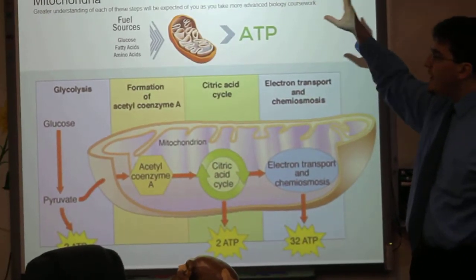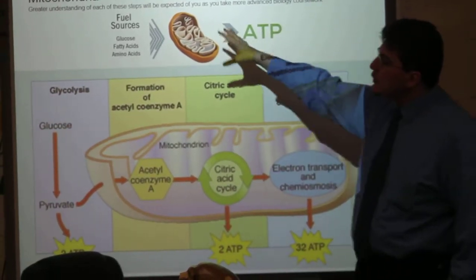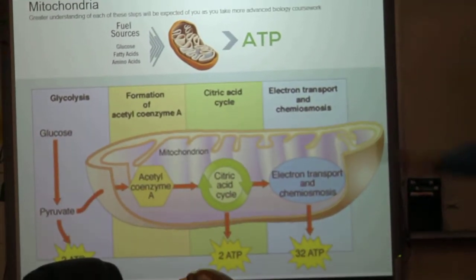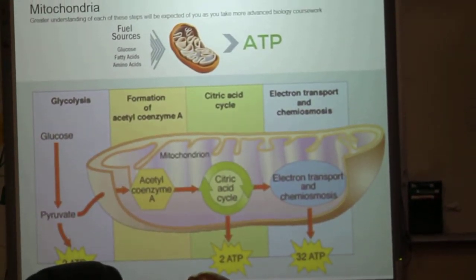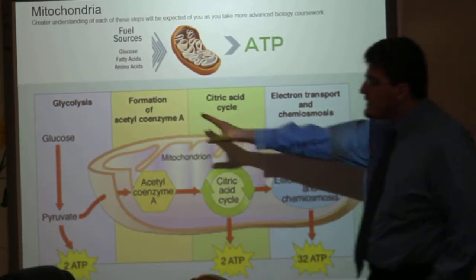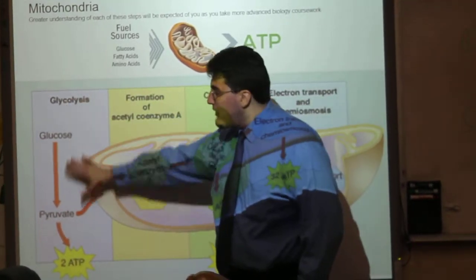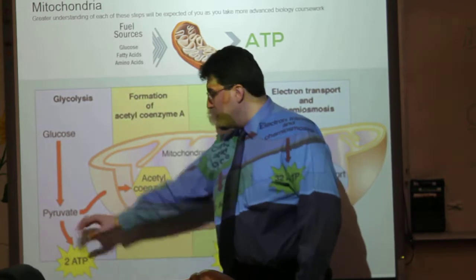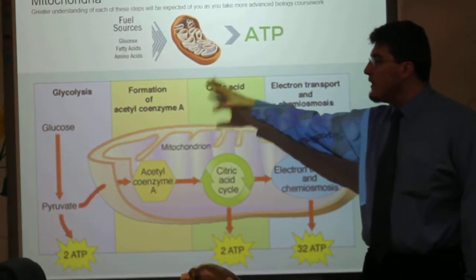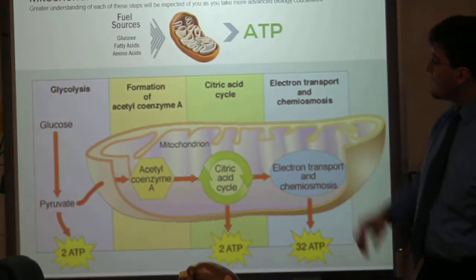Mitochondria is a tool. It takes fuel resources like glucose, fatty acids, amino acids, and it converts them into ATP. Now, glycolysis occurs before you even get to the mitochondria. Glucose is broken into pyruvate, and you get 2 ATP. You can form acetyl-CoA, acetyl coenzyme A, inside mitochondria.